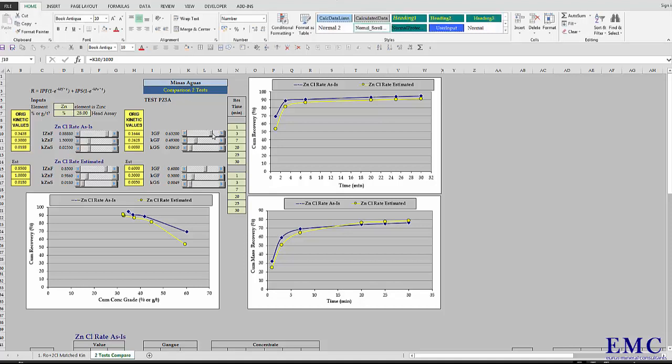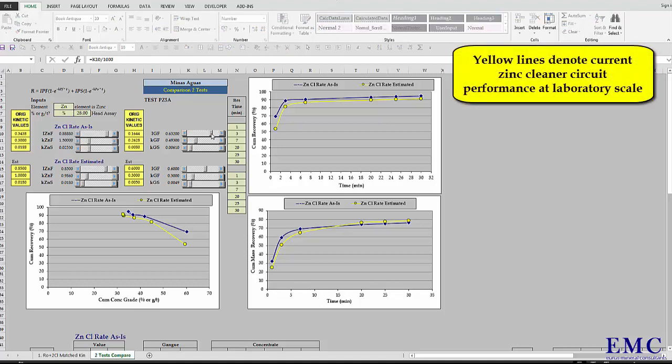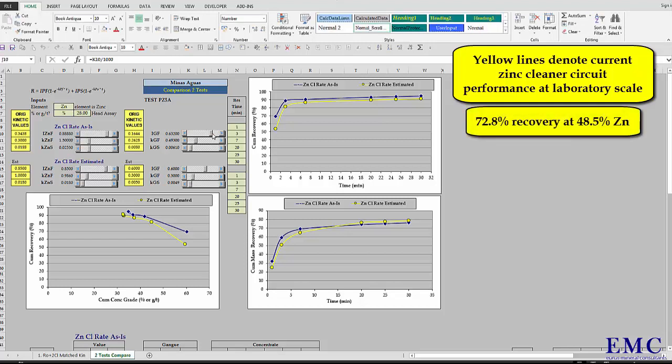You will notice that some of the kinetic values are different to the ones quoted previously. Don't worry about this because I'm using rough values to illustrate the principles involved. To recap, the yellow lines describe a laboratory scale test representative of current zinc cleaner plant performance, giving a recovery of 72.8% at 48.5% zinc grade.